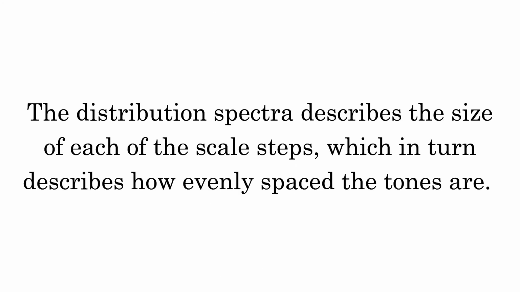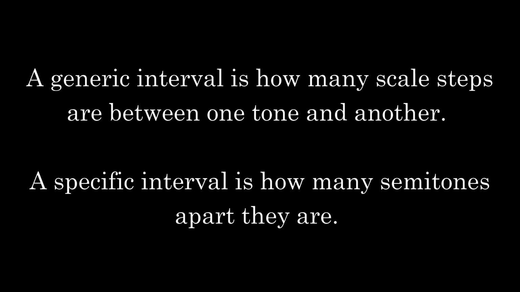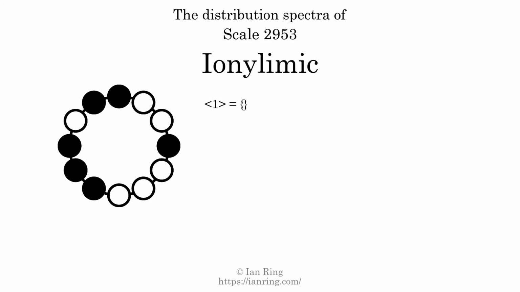Here, the distribution spectra describes the size of each of the scale steps, which in turn describes how evenly spaced the tones are. A generic interval is how many scale steps are between one tone and another. A specific interval is how many semitones apart they are. The generic interval of one scale step comes in 4 different specific interval sizes. 1 semitone, 2 semitones, 3 semitones, and 4 semitones. The spectrum width of this generic interval is the highest, 4, minus the lowest, 1, which equals 3.